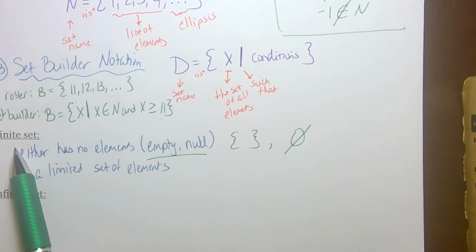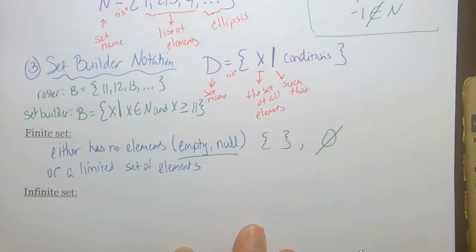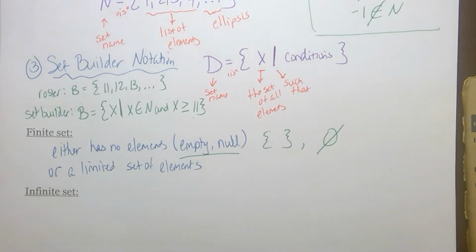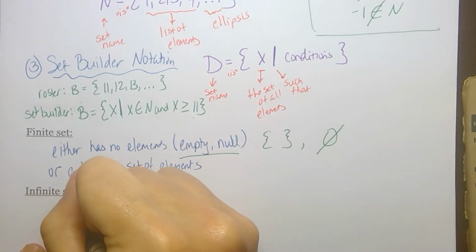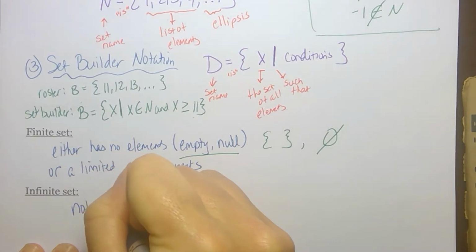So a finite set can be the empty set, which I also call the null set, or it's a set with just a limited number of elements. Now the infinite set is not finite. It goes on and on forever.